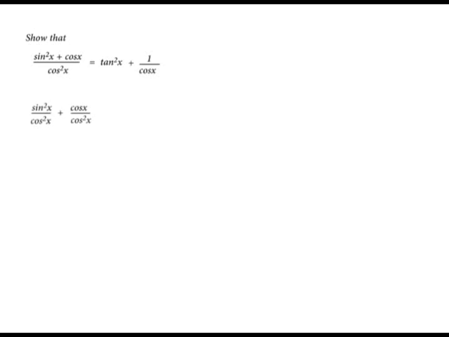sin²x over cos²x plus cos x over cos²x. Recall that sin²x over cos²x is equal to tan²x, plus cos x over cos²x: cos x goes into cos²x cos x times. So we shall have tan²x plus 1 over cos x. And we have proven that to be true.